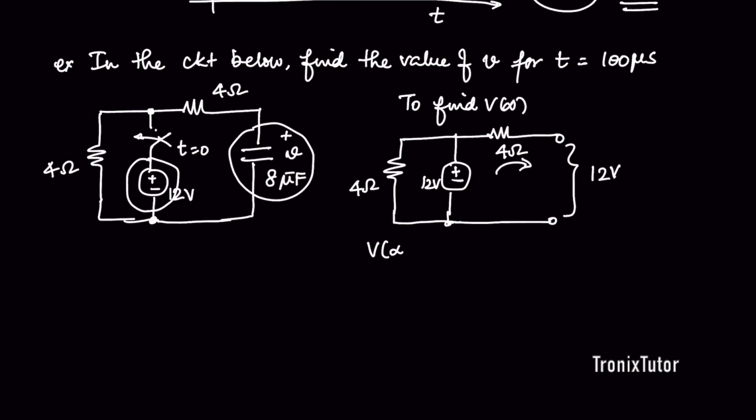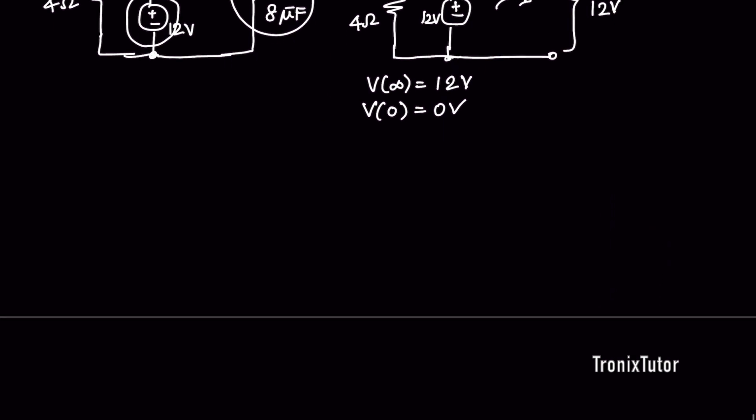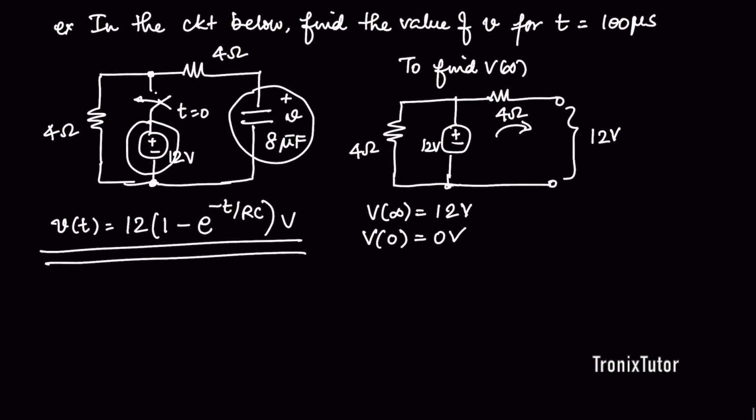So therefore we know that V infinity is going to be 12 and V of 0 is going to be 0 volts. So if I want to find the profile, my voltage profile is going to be of the form 12 times 1 minus e to the power minus t by RC volts. So I need to find the RC time constant of this circuit. How do I find the RC time constant? Now tau is equal to RC. This R is nothing but the R Thevenin that is connected across the capacitor. So I need to find the Thevenin resistance across the capacitor.